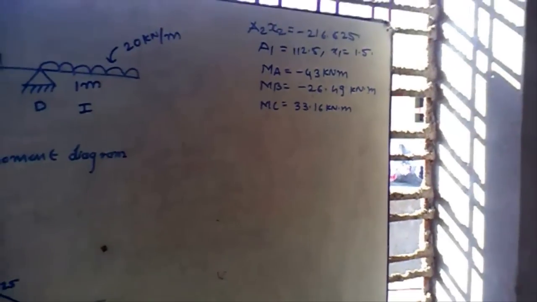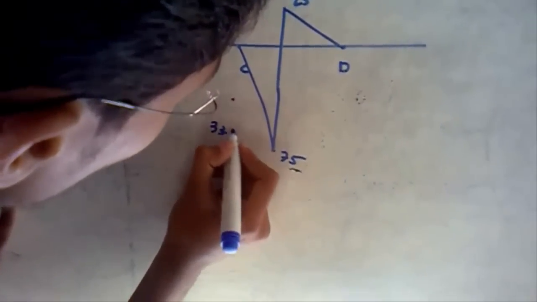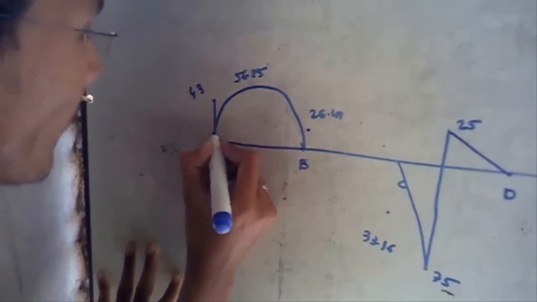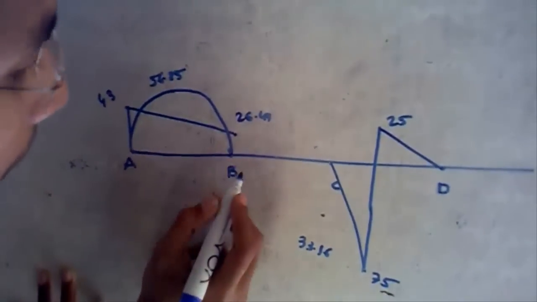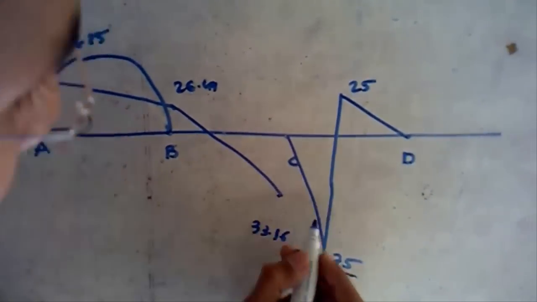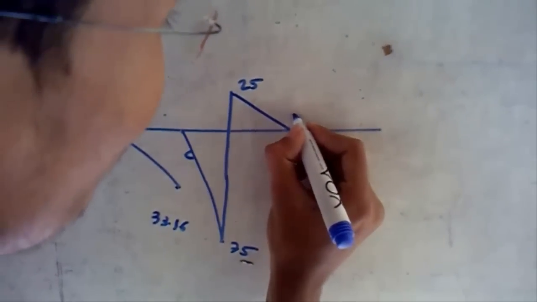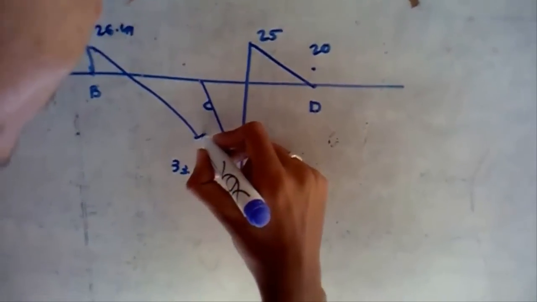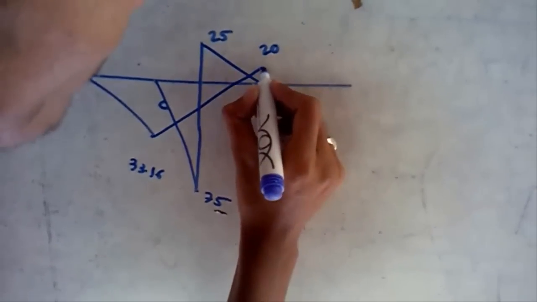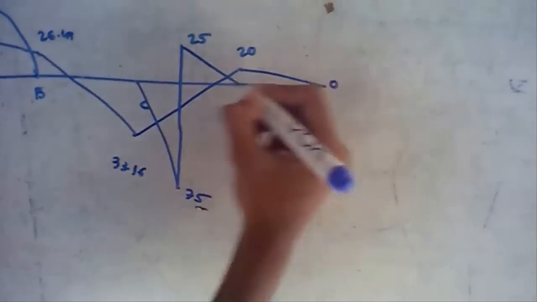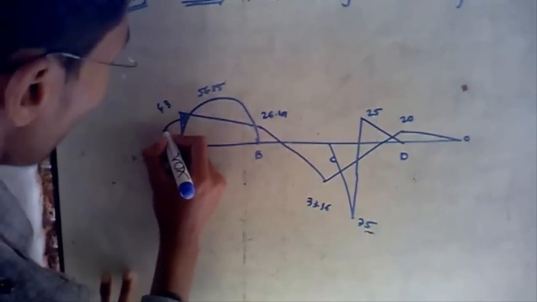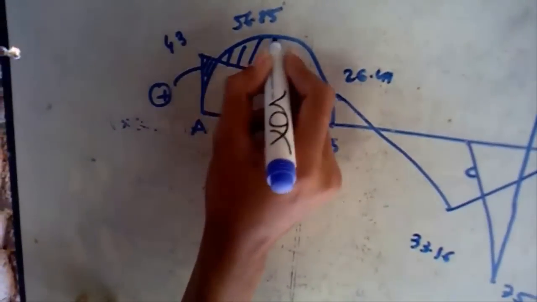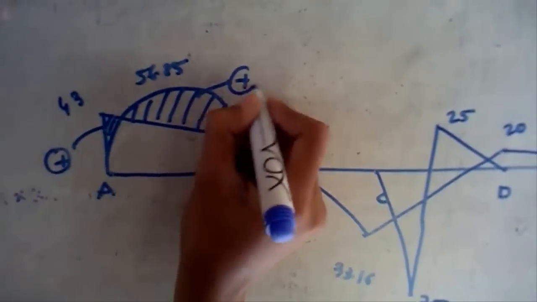So we are plotting the points. First is minus 43, in the upward direction. Then at the B portion it is 26.49. Now 33.16 is drawn in the downward direction. I'll draw a line. Take the moment at the D point, 20. MD equals to 20, we are getting from the overhang. To balance the overhang beam, it is necessary to draw this.